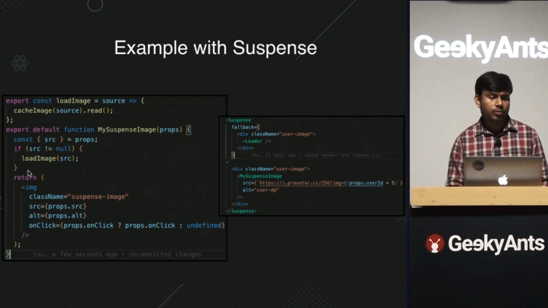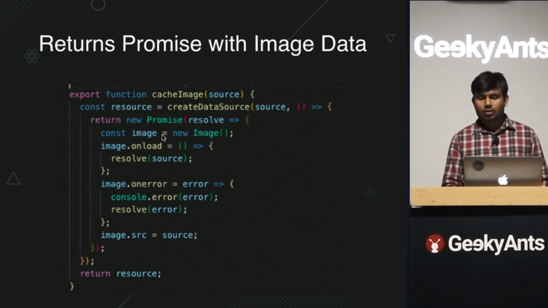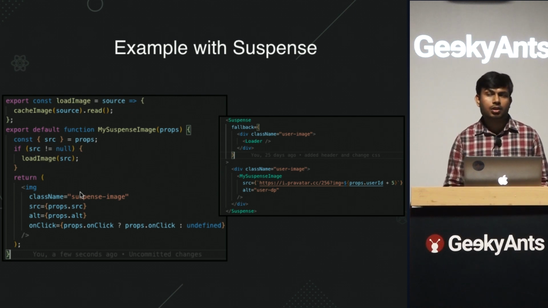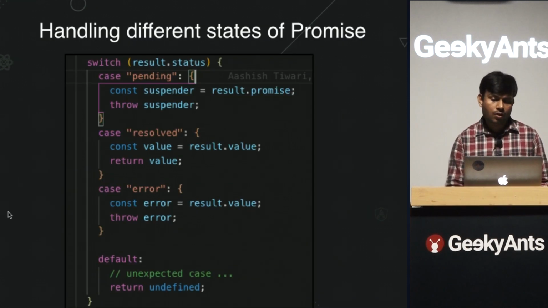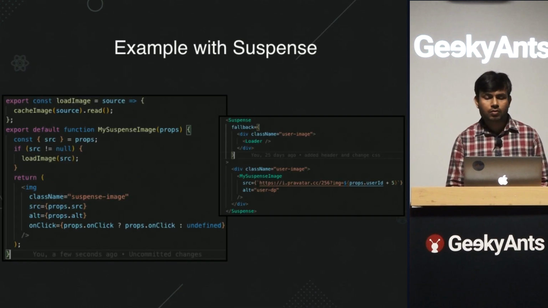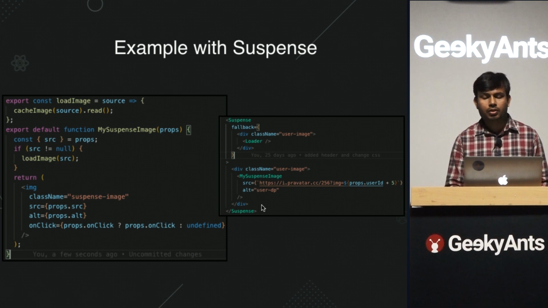a source URL for the image, and I called a load image function, which calls cache image function, which in turn returns a promise. So what happens is, in the first render, suppose that my image data is not loaded. It will throw the promise, which will be caught by the suspense block, and we'll see the loader for the time the data is not loaded. So data is in pending mode. As soon as the data gets loaded, we will render the my suspense image component.